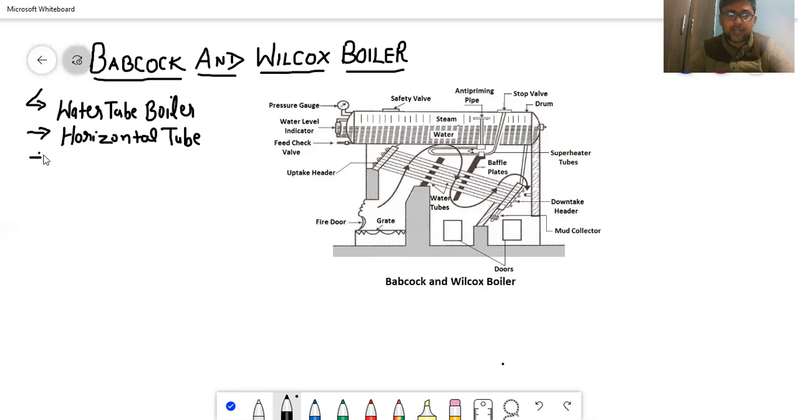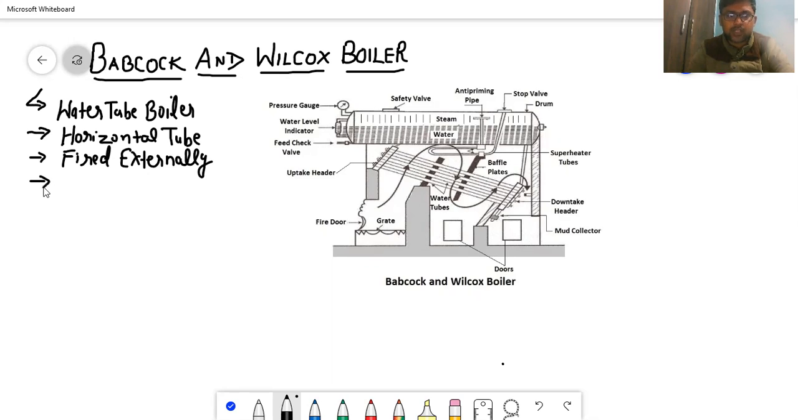Next is the classification depending upon whether they are internally fired or they are externally fired. So all of you know that basically all the water tube boilers are fired externally, and all the fire tube boilers are fired internally. Clear? So this is going to be fired externally, since it is a water tube boiler.